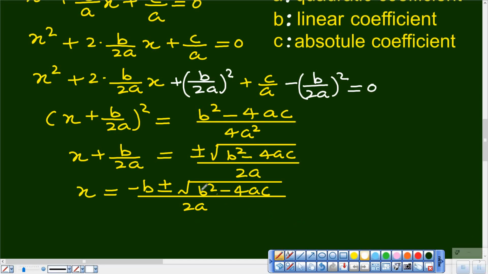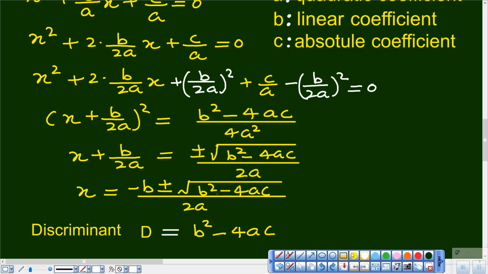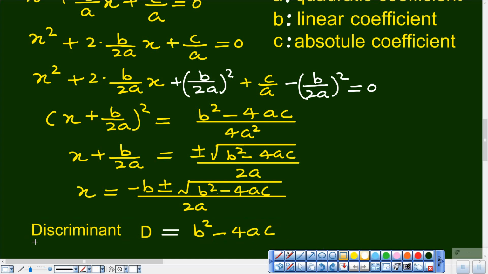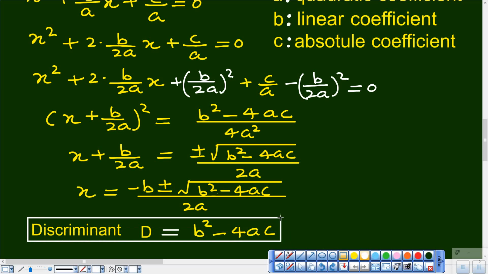So this quantity b square minus 4ac, which will decide the nature of the roots of the equation, is called the discriminant, denoted by capital D by and large, and it is nothing but equal to b square minus 4ac, that is, the expression inside the radical sign. So let us box it, and this is a very important quantity, and that will decide the nature of the roots of the quadratic equation.